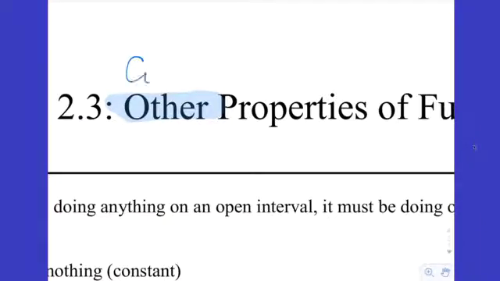Limits, which helped us deal with... It rhymes with continuity. Continuity. There we go. So continuity is a very, very important property of a function. In this section, we're going to learn about all the other properties of functions.